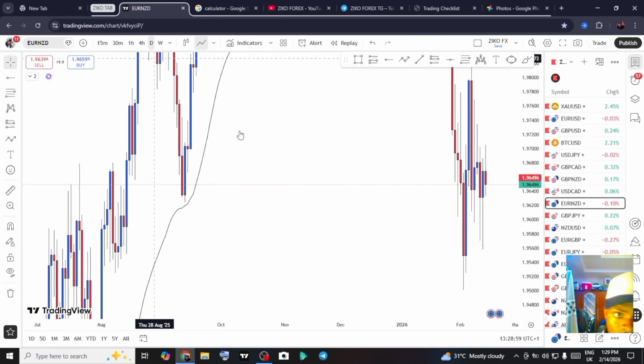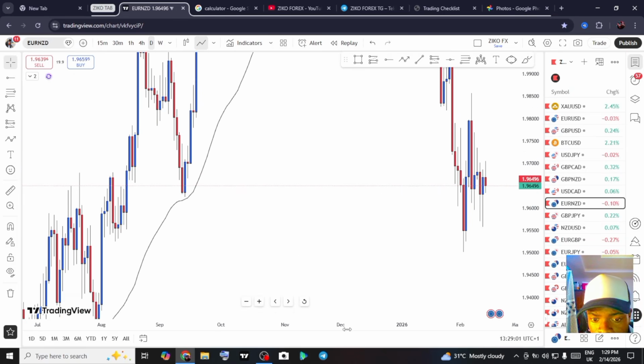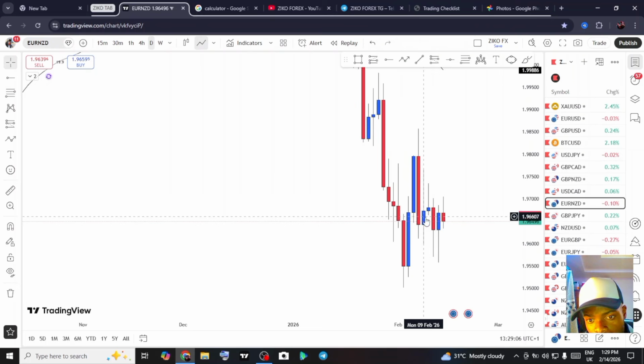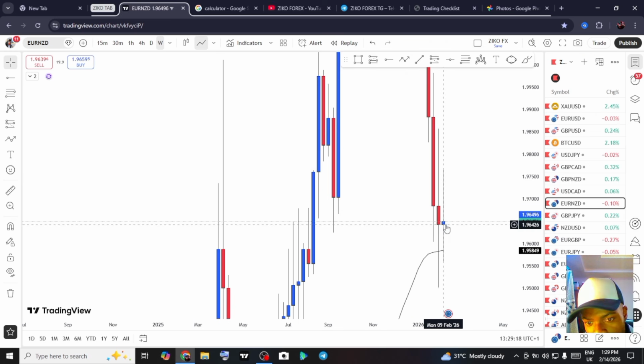Let me look at the daily again. Not so clean. We're pretty much stalling around this price point the entire week, and that makes sense because the last week was actually a doji, which means we're just stalling around this price point the entire week.